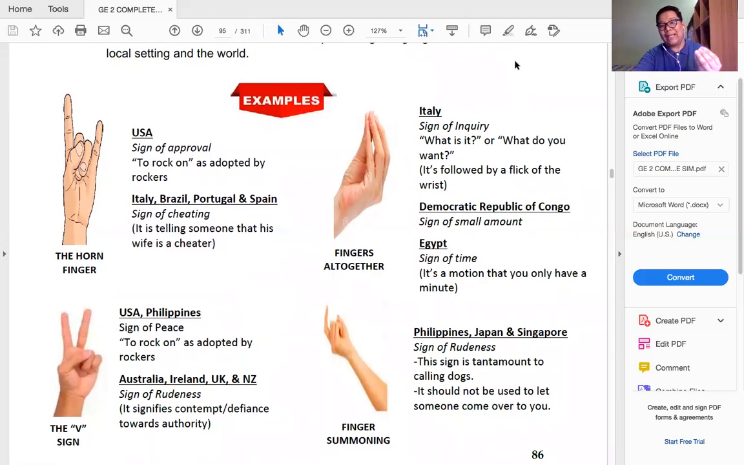Fingers all together. So we know that Italians are very fond of doing this hand gesture. For Italy, or for the Italians, it's a sign of inquiry. Okay, what is it or what do you want? It's followed by a flick of the wrist.